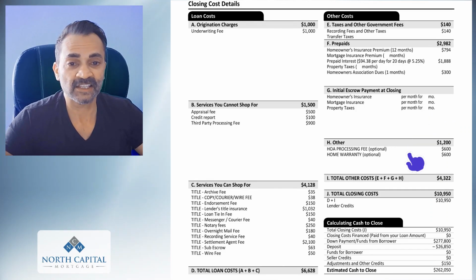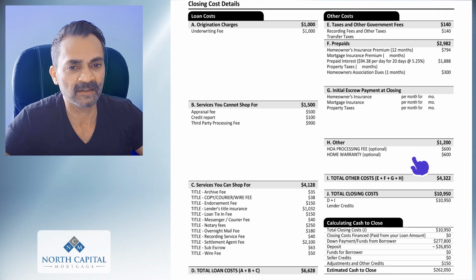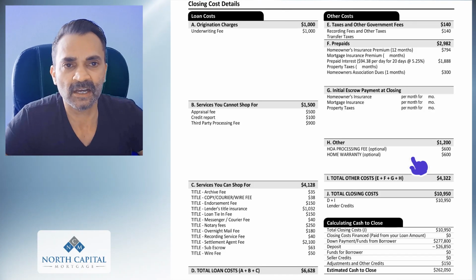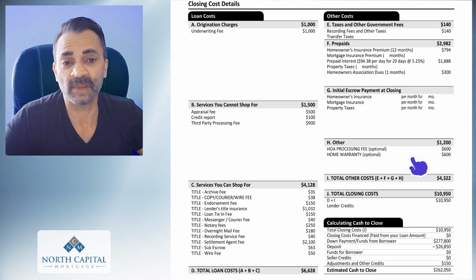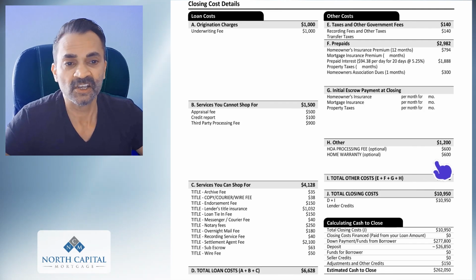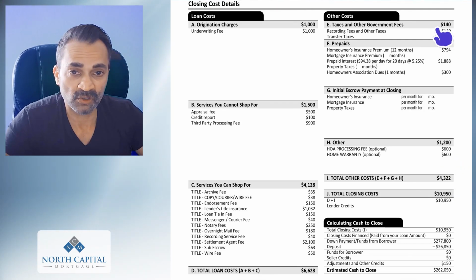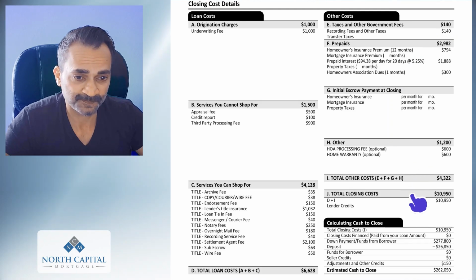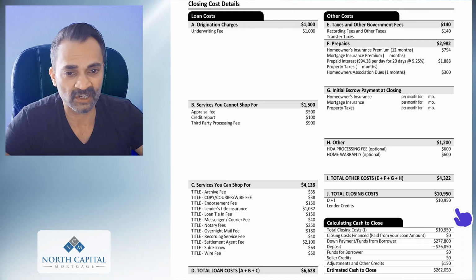So please note that. Section H, optional fees. And if you are buying a property with an HOA, they may have to prepare some documentation for you, which the lender may require, and that does cost. So those fees are notated here. Section I is the total of everything on the right side of the page, $10,950 for all closing costs.